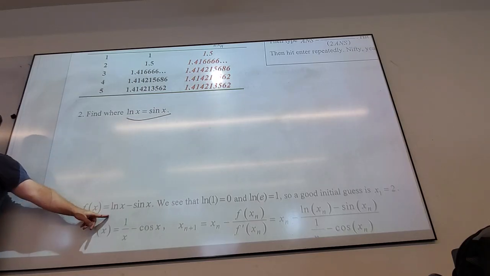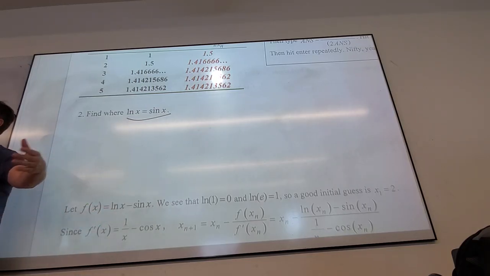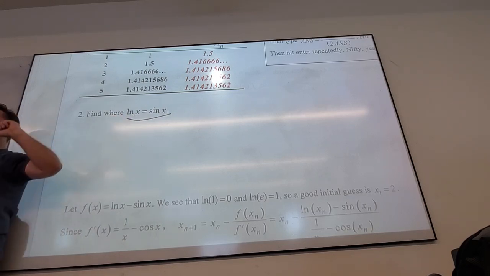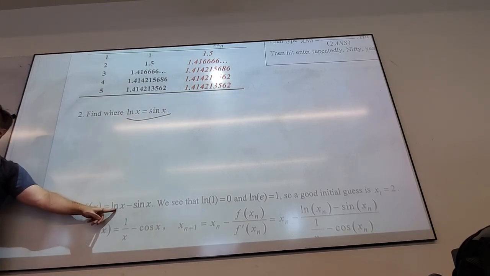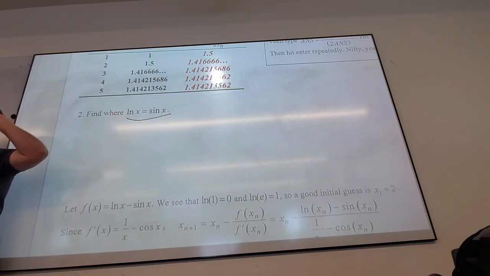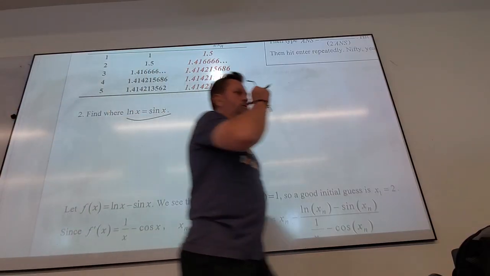Yeah. If natural log of x minus sine of x equals 0, add sine of x, do I get this? Yes, there you go. So if I solve this for an x-intercept, I answer this. Do you see that? So you can use Newton's method to solve equations.